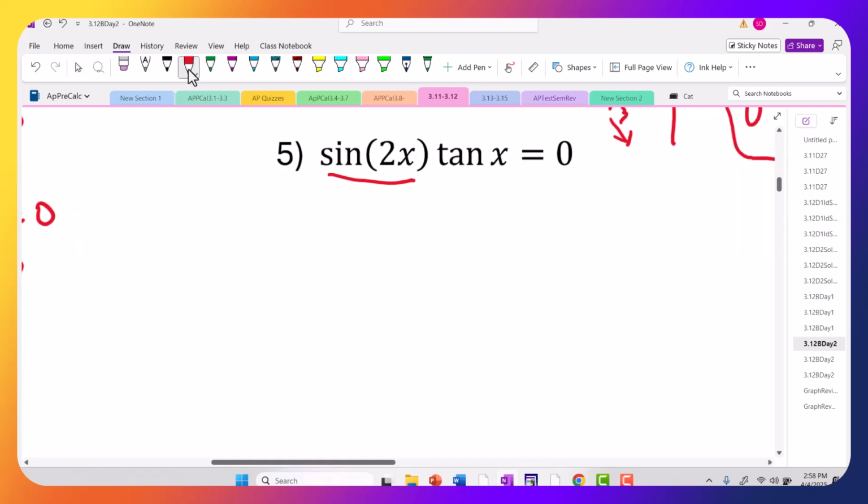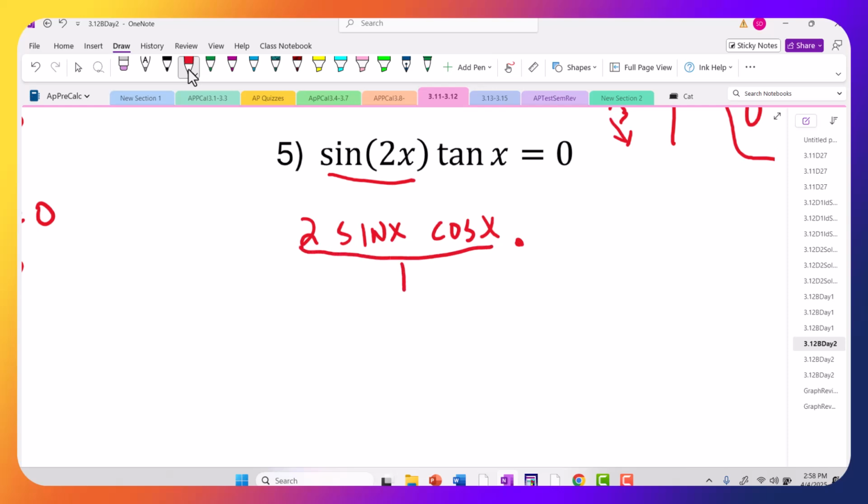There is only one rule for sine 2x. It's 2 sine x cosine x. And then this is tan x. You know what? I might as well just go ahead and do this right now. Because I'm going to write this as sine of x over cos. Oh, this is beautiful.